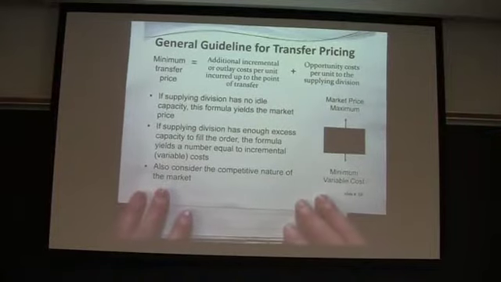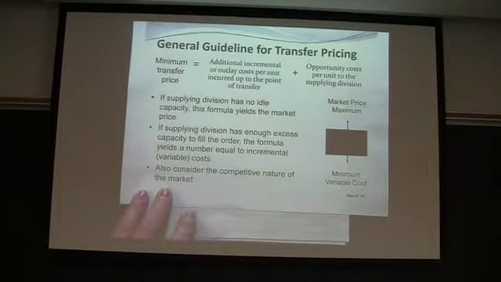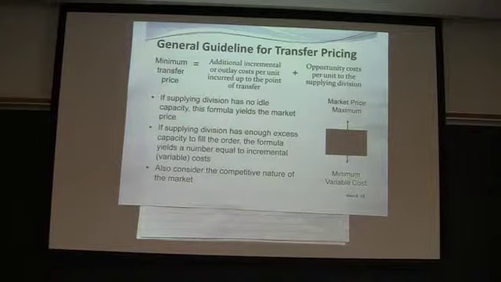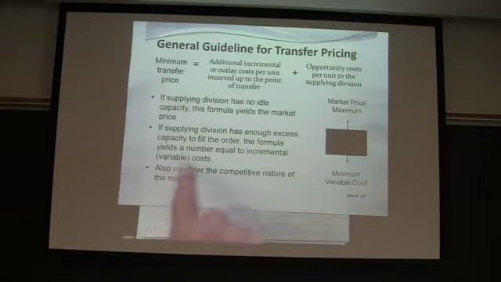We're going to take a look at the general guideline that says we want to set the maximum transfer price at market price and the minimum at variable cost. It depends on whether the supplying division has idle capacity or not. If they don't have idle capacity, then chances are the minimum transfer price will be the market value of the product. If the supplying division has enough excess capacity to fill the order, then the formula will yield a number just equal to the incremental cost.